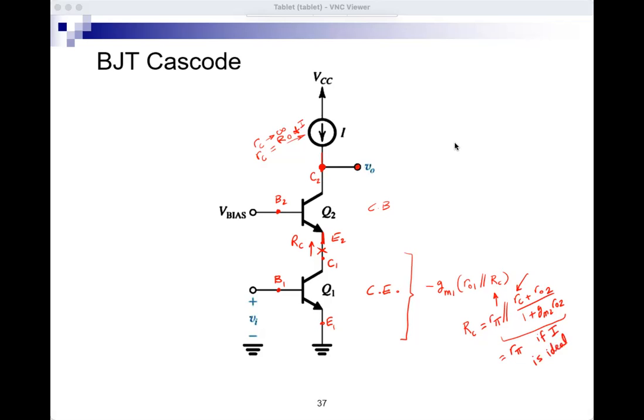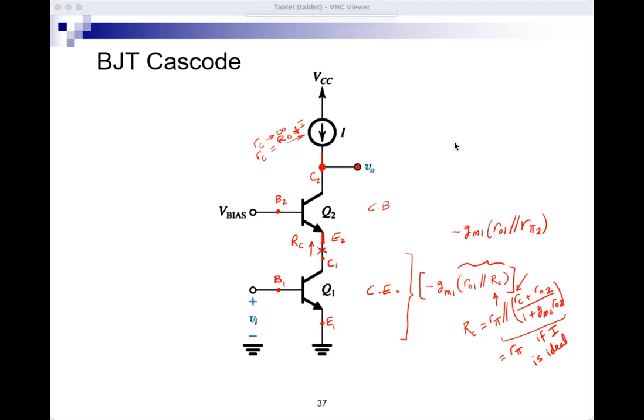So this is RC, R pi. If the current source is not ideal, RC would not be infinite, and I will get whatever quantity here in parallel with R pi. So I'll get a resistance which is smaller than R pi. So back to the load on the common emitter Q1. If we continue with the assumption that I is ideal, the gain of Q1 will be minus Gm1 (Ro1 parallel R pi 2). So this is the gain of Q1.